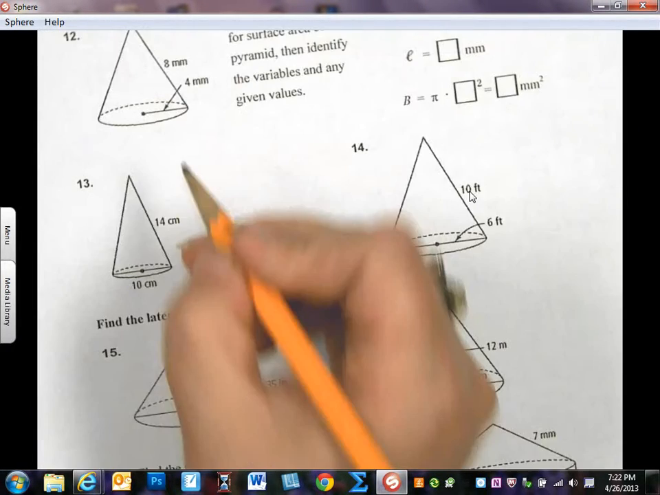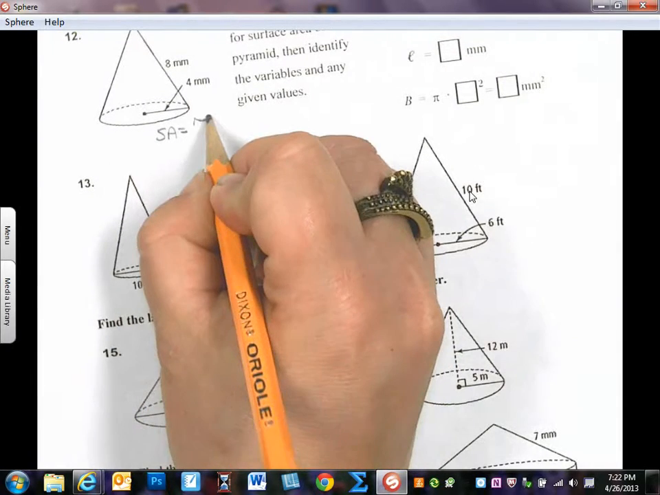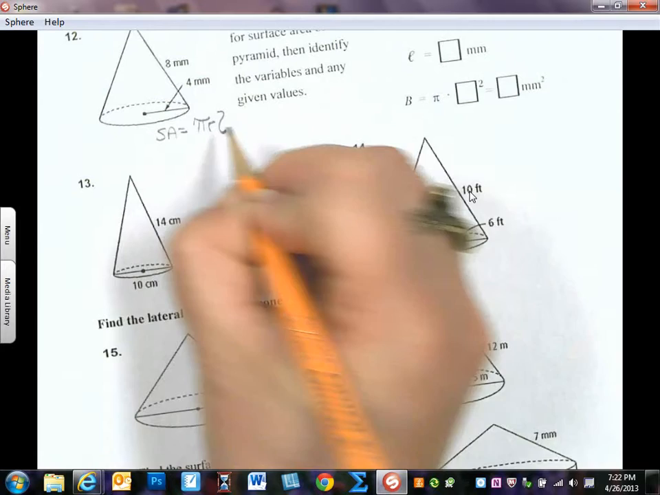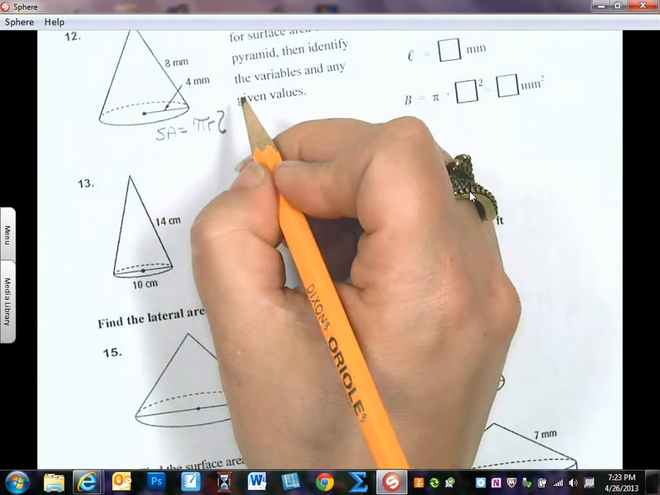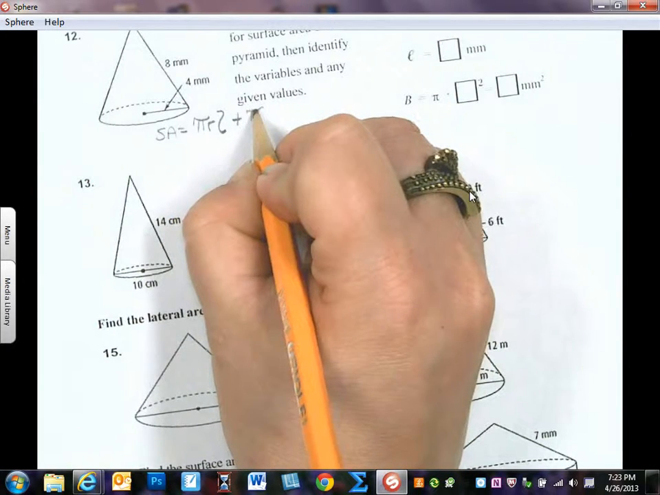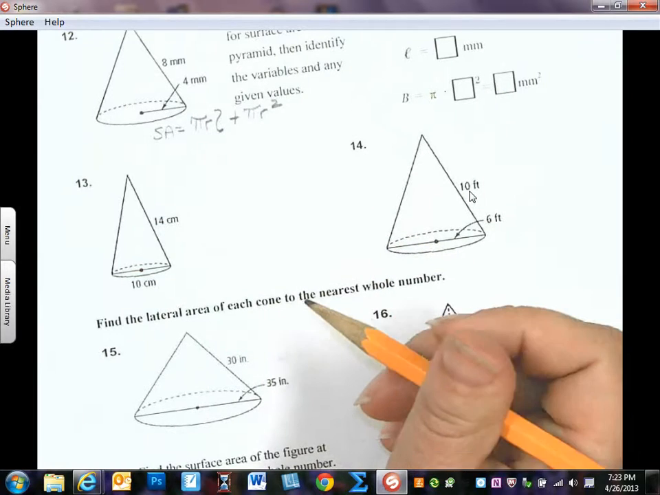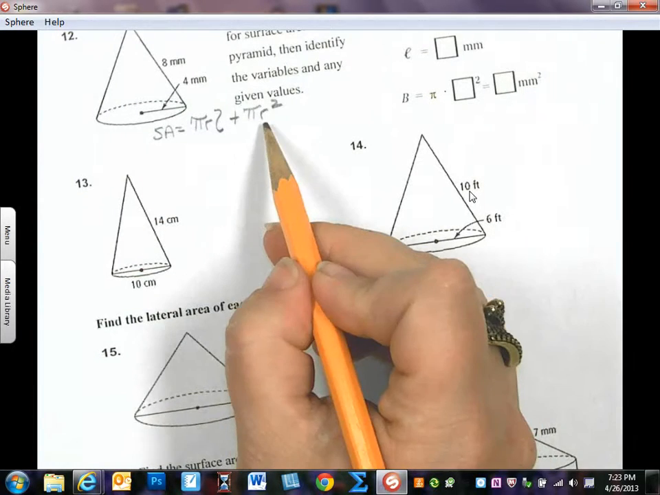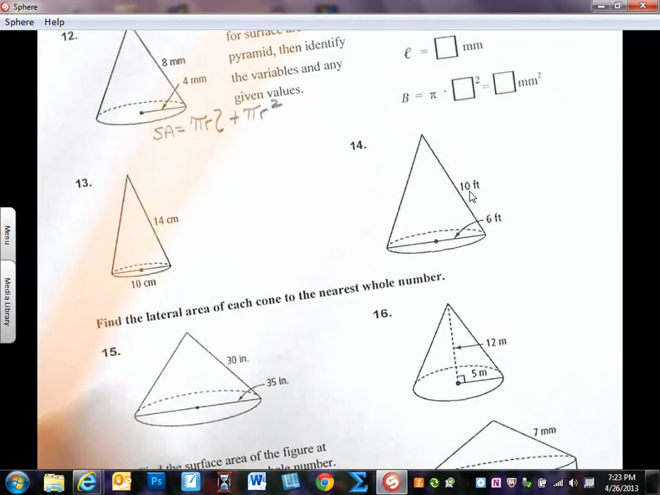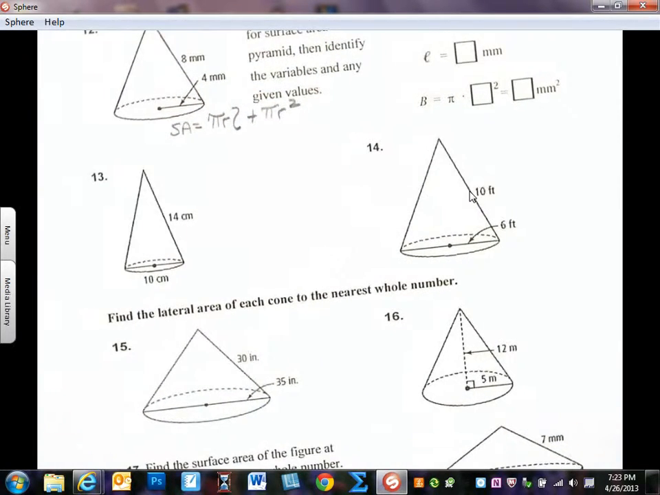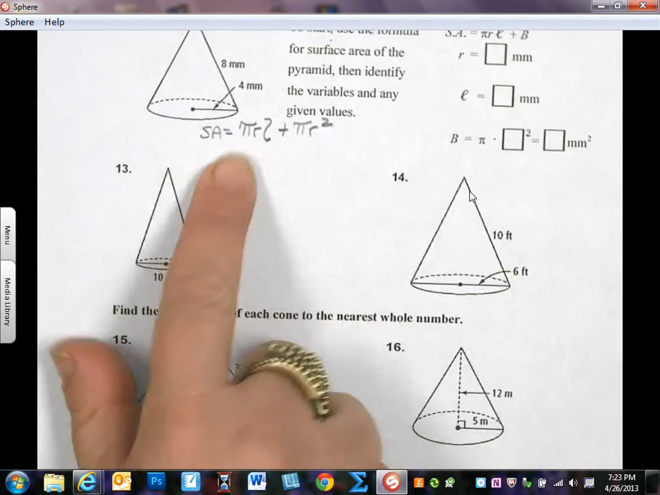So in number 12, we're going to use this surface area formula, and it's pi r l plus pi r squared. Notice it doesn't matter which one I put first, it's all fine. Okay? And pi r squared is really just the area of that base. So you could put a capital B there, but because it's a circle, and I think we want the answer left in terms of pi, like right here, I'm going to go ahead and leave it in terms of pi here.